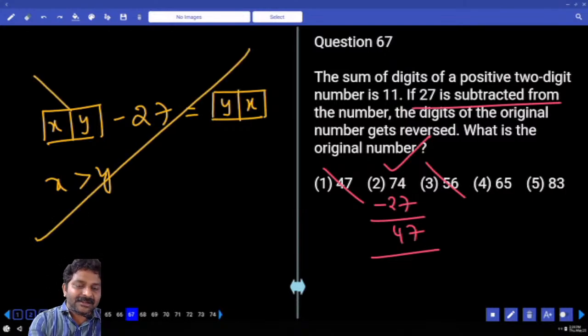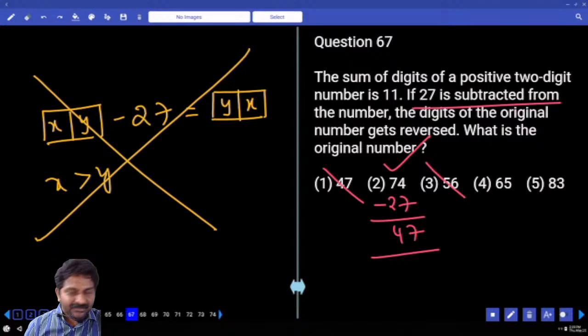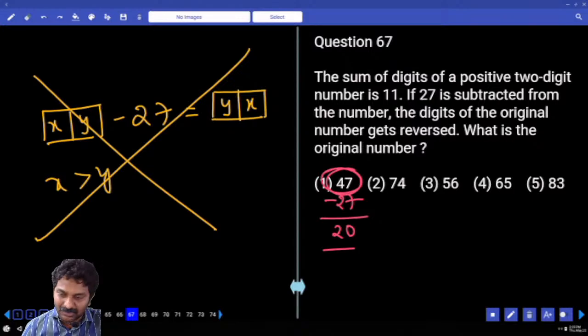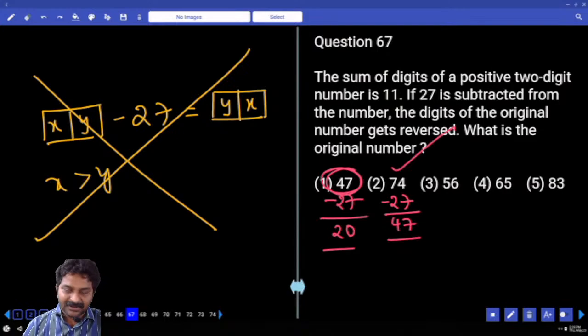See, if you can't declare that x is greater than y, no worries. From this subtract 27, how much you get? 20. Is this number obtained by interchanging the digits? No. From this, if you subtract 27, how much you get? 47. Is this number obtained by interchanging the digits? Yes. Second final.